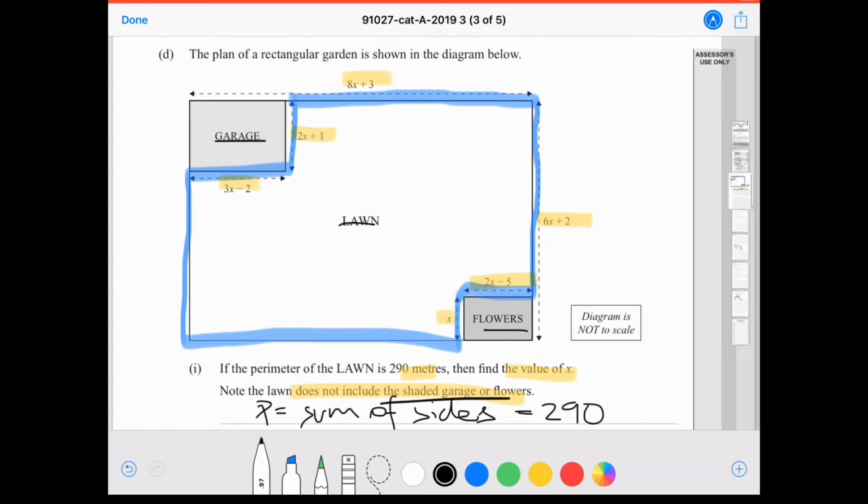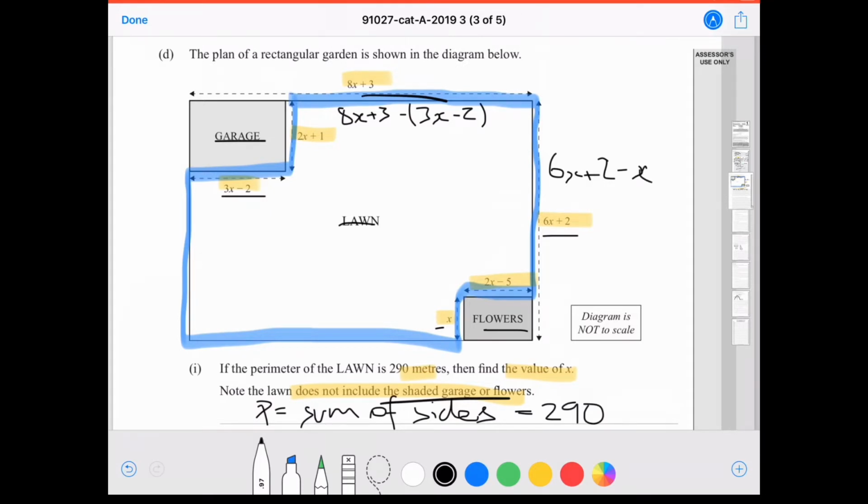Now let's add in a few more measurements. Obviously, looking at this top side, that's not 8x plus 3, it's going to be 8x plus 3 minus 3x minus 2, due to this measurement here. This right hand side now, it's not 6x plus 2 because that's the whole measurement, including the flowers. And so this measurement will actually be 6x plus 2 minus this x down here, minus x.